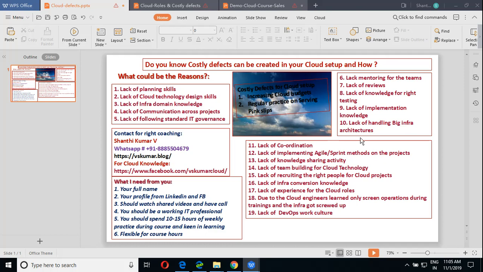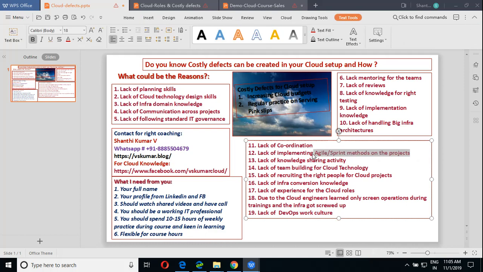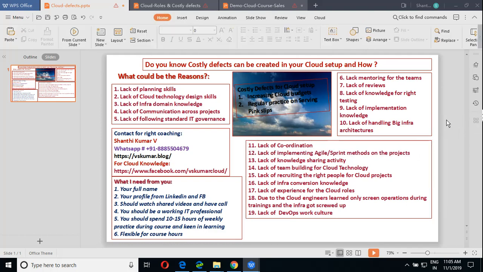The lack of implementing agile sprint methods on the projects. I have discussed it in the top points. If any project does not have this kind of process methods, obviously it is going to fail. You are not going to move the entire architecture into cloud in a big bang method. You are going to plan it like sprint cycles. You are mandated to use agile and sprint methods for easy transition of the projects into the cloud services.